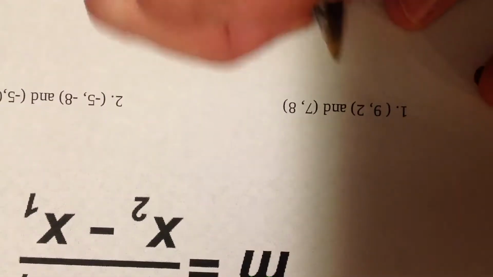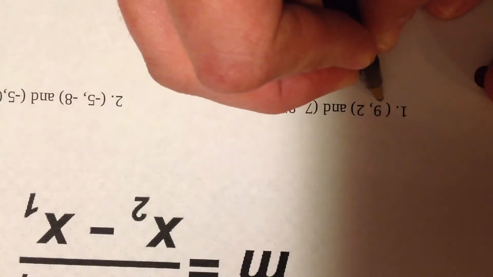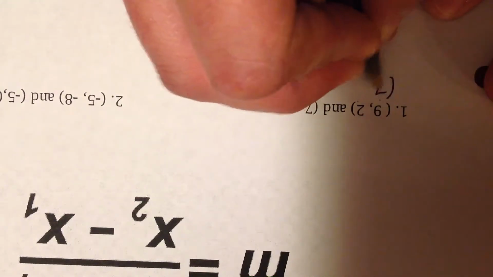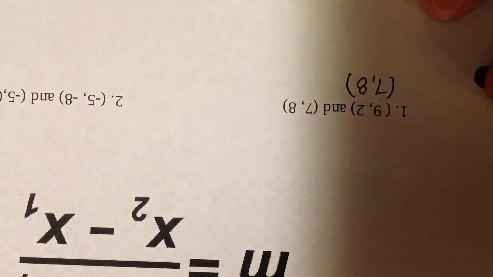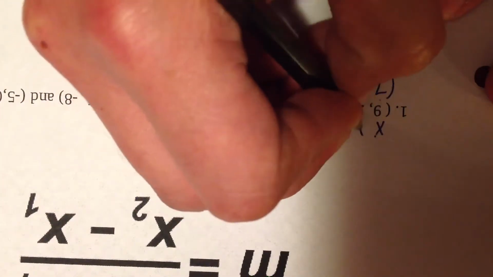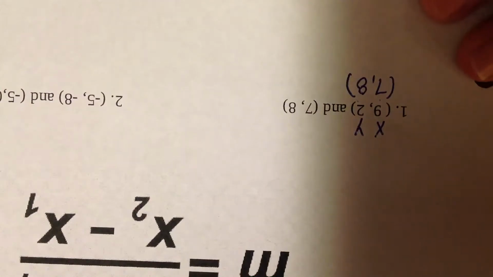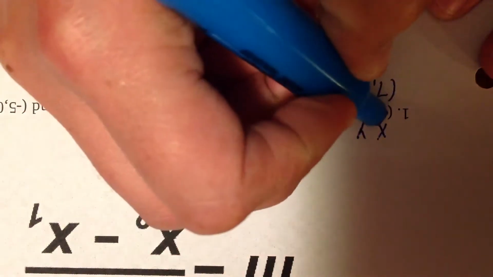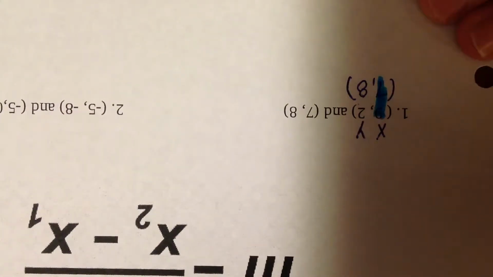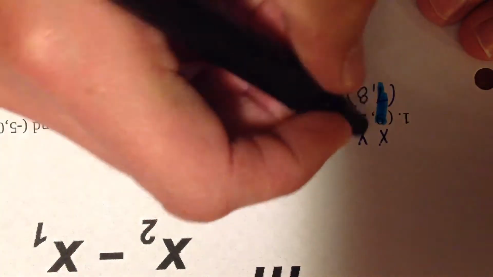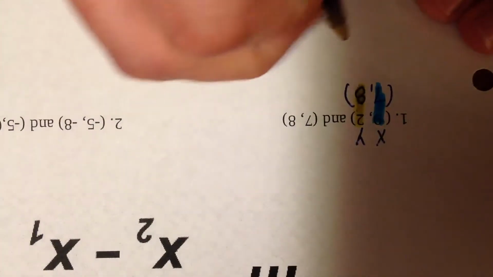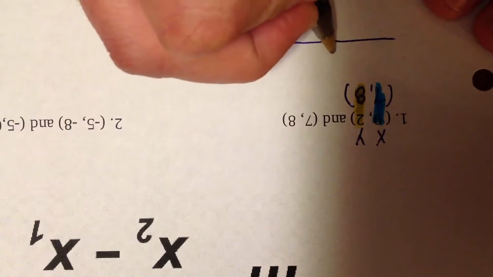So the first thing we do when we're finding slope is we'll stack those numbers on top of each other. So we have 9, 2, and the point 7, 8. So I'm going to go ahead and put 7, 8 underneath the other point. And my first numbers are my x's and my second are my y's. Again, these are my x's, and these are my y's. It's hard to see.